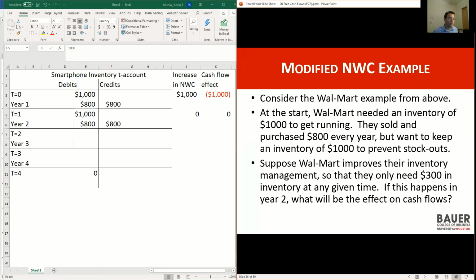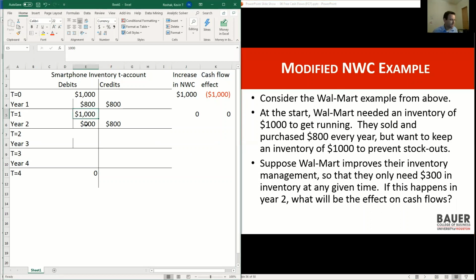Suppose Walmart improves their supply chain. This is what supply chain folks are trying to do. They're trying to make things run more efficiently. Walmart is great at that, obviously. That's kind of their business, is setting up warehouses to improve their efficiency here. So suppose Walmart does this in this example, so that they only need $300 in inventory at any given time, and this happens in year 2.